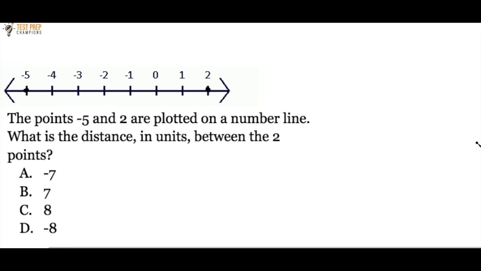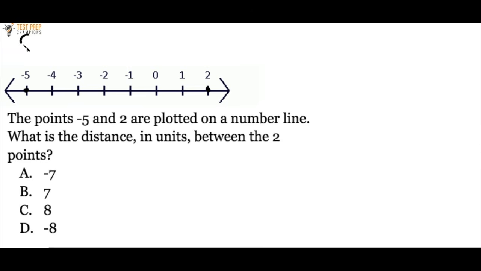The points -5 and 2 are plotted on a number line. What is the distance in units between the 2 points? Is it A, B, C, or D? So now's your chance as always to pause the video, take all the time you need with this, and whenever you're ready, we'll go over the answer.